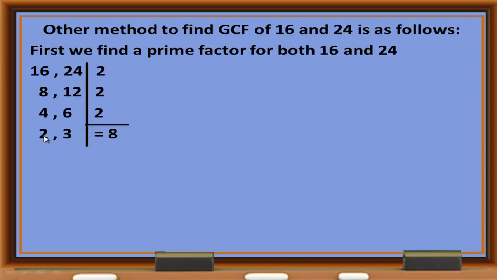Then we stop here, and we don't have any prime factor which divides these two numbers exactly. Therefore, the last step is 2 times 2 times 2. That is, 2 times 2 is 4, 4 times 2 is 8. 8 is the GCF of 16 and 24.